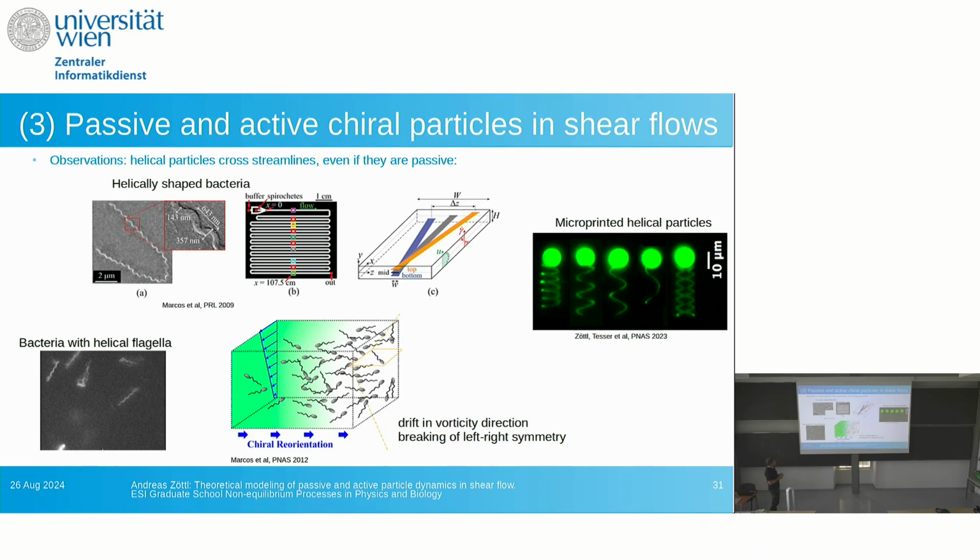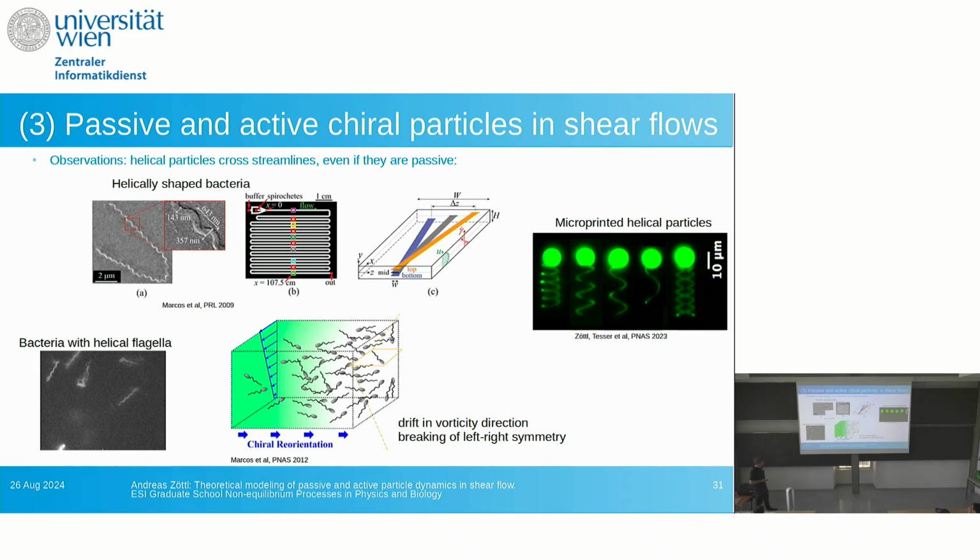And this was also known for passive particles, but also for active ones. There's again a very nice paper from the Stocker group who showed that also actively swimming bacteria go in a specific direction, in the vorticity direction. And it's interesting because the active ones go in the opposite direction to the passive ones.